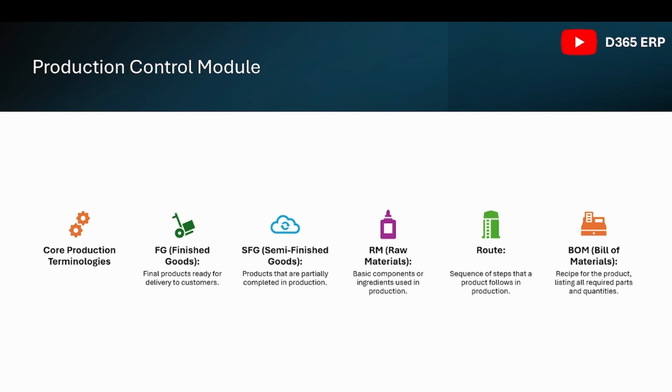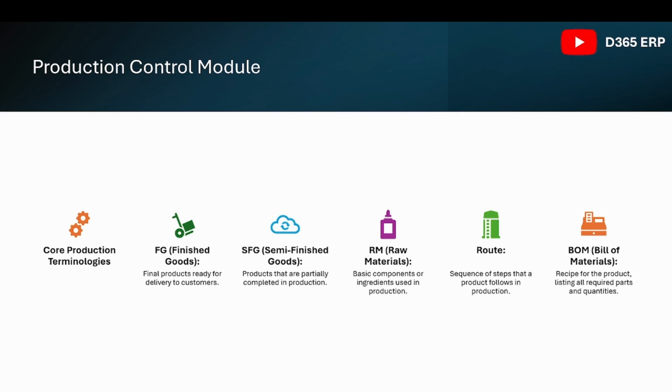Then we have route. Route is a key term as well. This is a planned path that a product takes through different production steps, like painting and assembly. This whole process comes under the route terminology. So the route tells us which process to follow in what order.